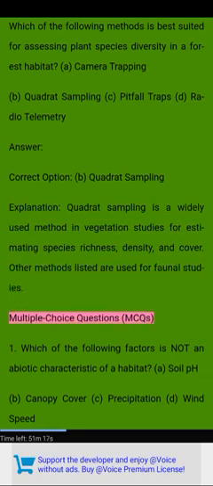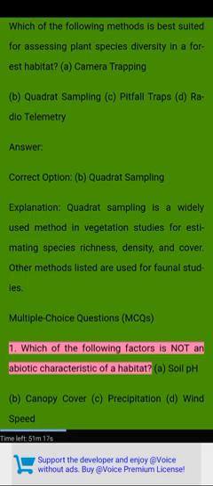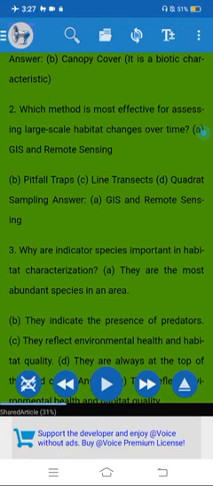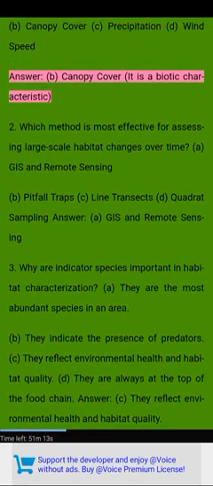Multiple choice questions, MCQs. 1. Which of the following factors is not an abiotic characteristic of a habitat? A. Soil pH. B. Canopy cover. C. Precipitation. D. Wind speed. Answer: B, canopy cover. It is a biotic characteristic.